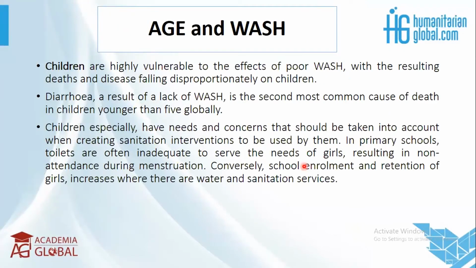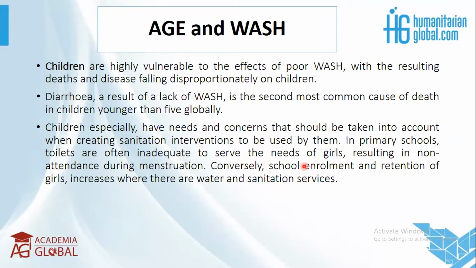Let's look at age. Age, we can look at it in different groups. We can look at the young and the old. So in terms of age and WASH, we look mostly at young people and older people. The young is about the children. Children are usually highly vulnerable to effects of poor WASH, which results in deaths and disease falling disproportionately on children. It's something that we've talked about, and all of us know about the effects of poor WASH in terms of diarrhea, that it usually affects mostly children.